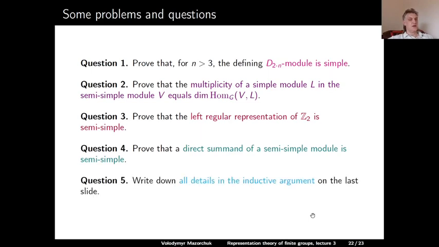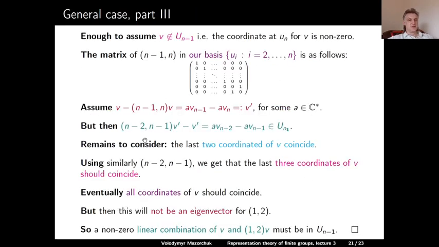Question 5. Write down all details in the inductive argument on the last slide of the lecture. That is, on this slide. So the induction which was rushed through here at the end.